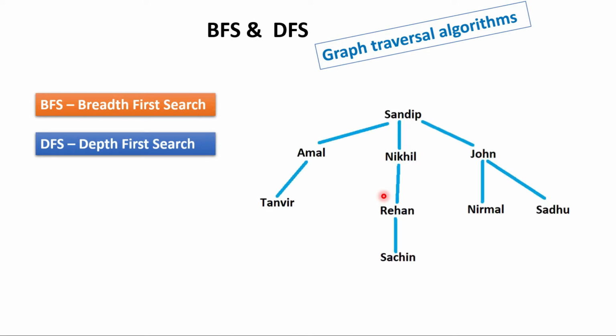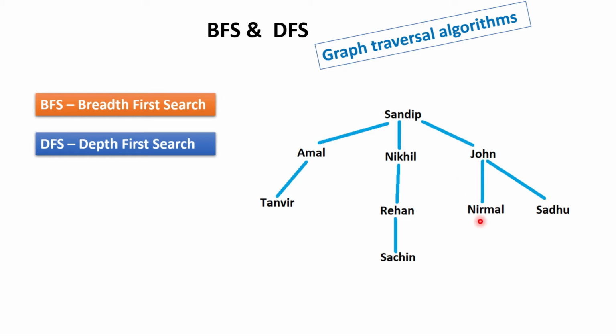So here we can take one example. If you see here, I have just maintained one friendship diagram. This is Sandeep, me actually. I have friends like Amal, Nikhil and John. Amal has a friend called Tanvir. Nikhil has friends Rehan and Sachin. John has friends Nirmal and Sadhu.